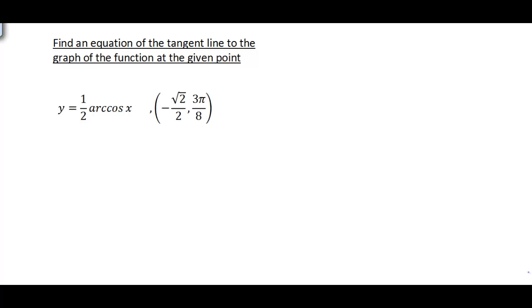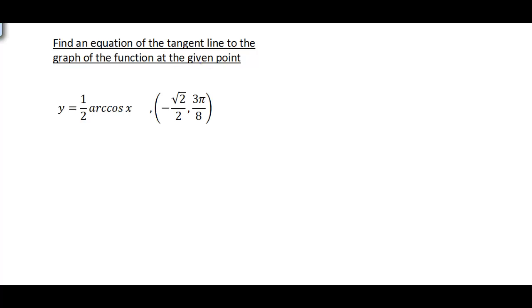All right, one last example. And this one's a little bit different. It says, find an equation of the tangent line to the graph of the function at the given point. Now, I know we've done this before. I know it's maybe been a while, but how do we find an equation of the tangent line to the graph of the function at the given point?